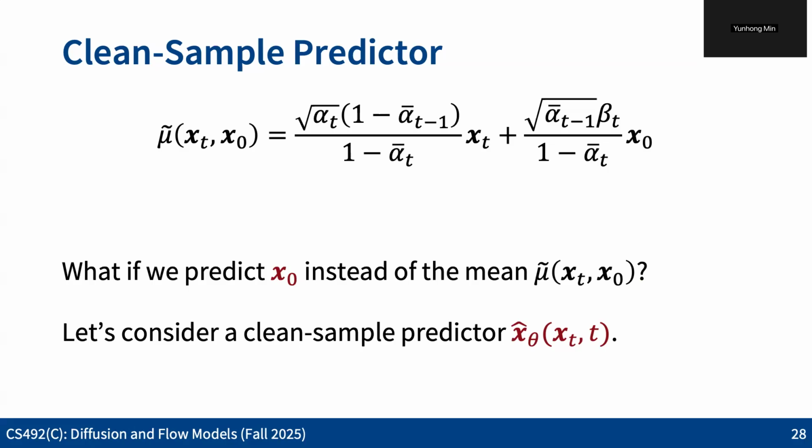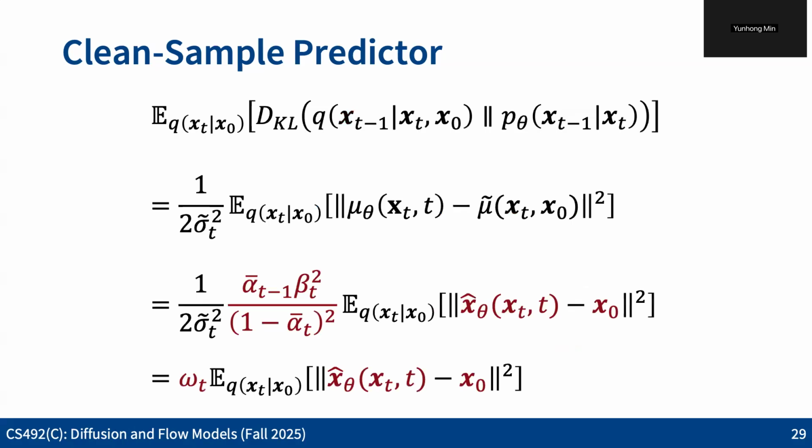So now we can consider having a clean sample predictor, which predicts x0 from xt, instead of directly predicting the mean here. That's just another option. What happens with the clean sample predictor is that if you derive all the things, you can see that the ELBO function, especially the matching term here, becomes the same in that we are still minimizing the L2 difference between these two, with some new weight term here.